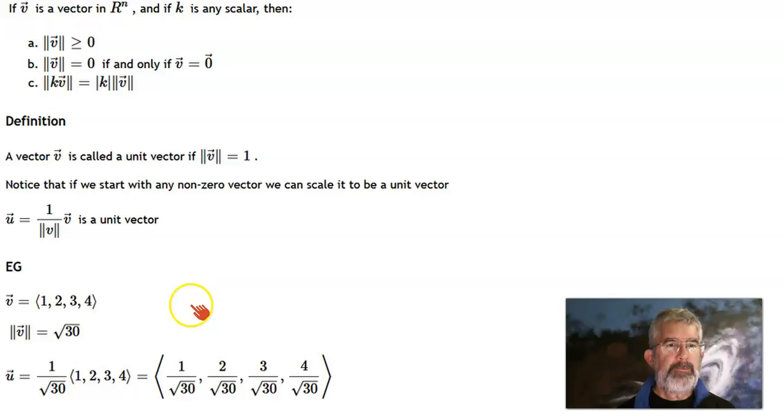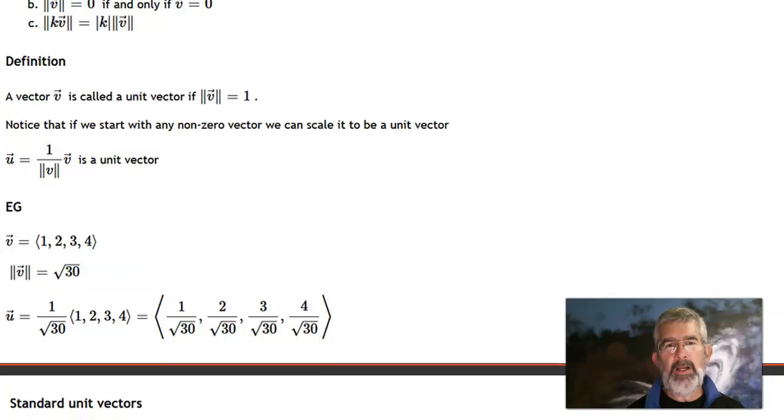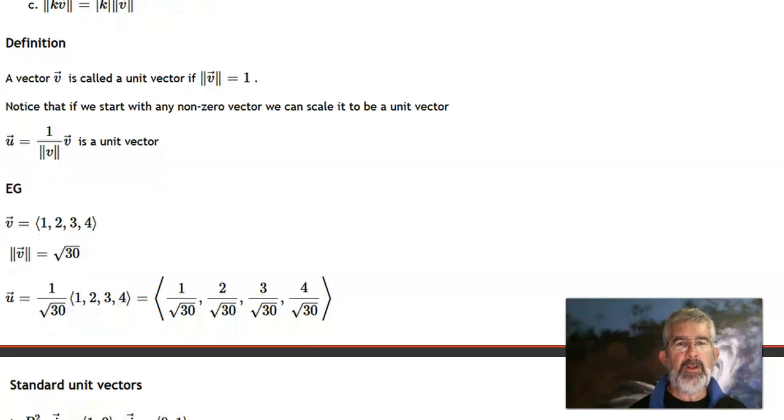So for instance, here's the vector we looked at up above, the vector 1, 2, 3, 4. We noticed that its length was the square root of 30. So if I take 1 over the square root of 30 and multiply it by this vector, then I get this one right here: 1 over the square root of 30, 2 over the square root of 30, 3 over the square root of 30, 4 over the square root of 30. That vector in R4 has length 1.